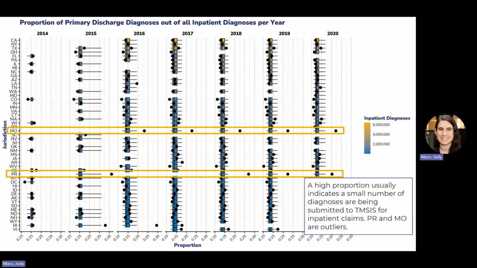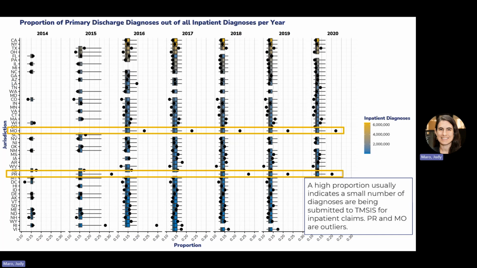Another data quality metric that we're interested in is the proportion of primary or principal discharge diagnoses out of all the total diagnoses in an inpatient claim per year. A high proportion is denoted here, where you can see some bars marked off with dots, where there's a small number of diagnoses being submitted to T-MSIS for the inpatient claims.